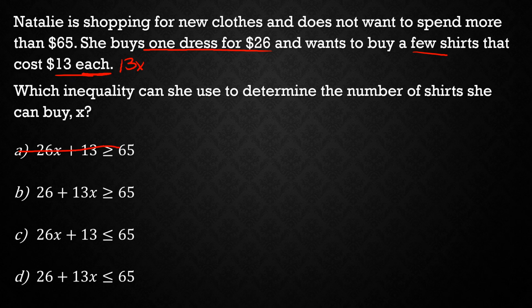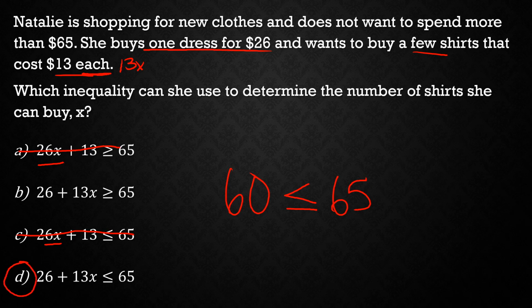So these two right here that have the X attached to the 26, we're automatically crossing those off. Okay, so now I'm adding that one dress I'm buying and however many shirts I get, but she does not want to spend more than $65. So if she spends $70, can't do it, right? Because that's more than 65. Say she only spends 60. And here I have my 65. 65 is bigger, which means I want the open side of my inequality to be towards my 65. So I'm going to pick this equation down here.